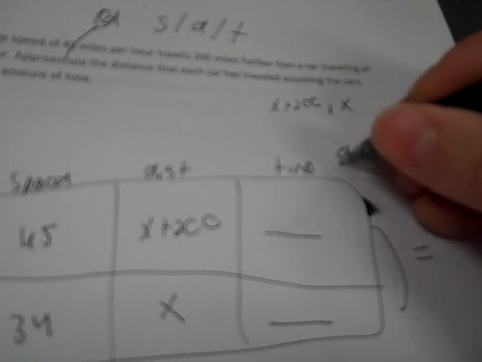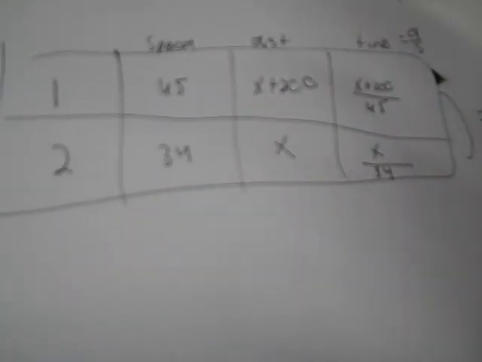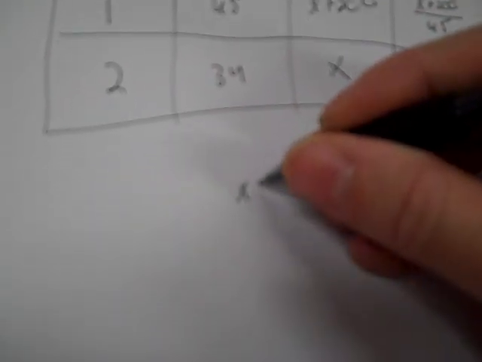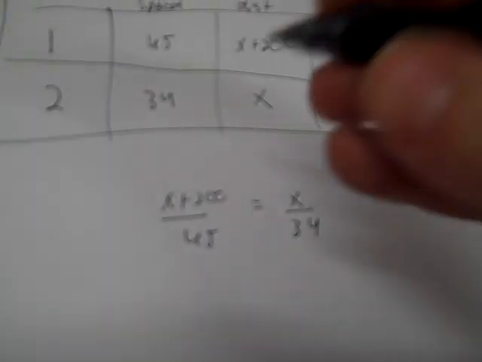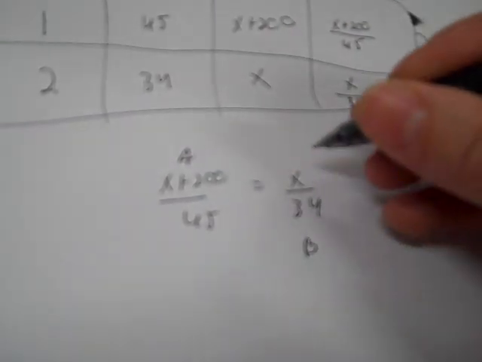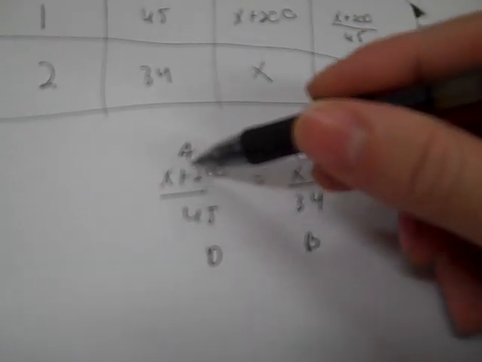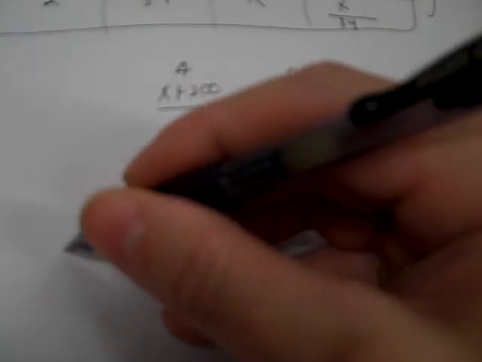So you have to know that the time is equal to distance divided by speed. So the distance is x plus 200 and the speed's 45. The distance is x, the speed's 34. Then you make a proportion out of that. X plus 200 over 45 equals x over 34. And then you have to use your A, B, C, D cross products because of the x plus 200.